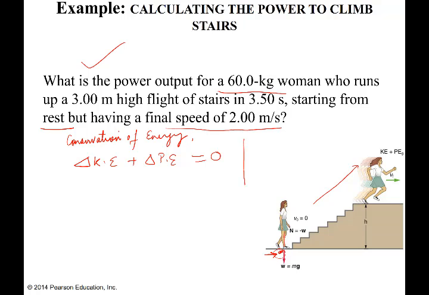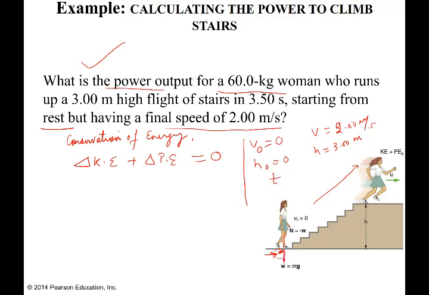So note down, our initial velocity is 0 because we're starting from rest. Our initial height is 0 because we are at the ground level. So the final speed is given as 2 meters per second, and the final height is given as 3 meters. And also we have to find power.